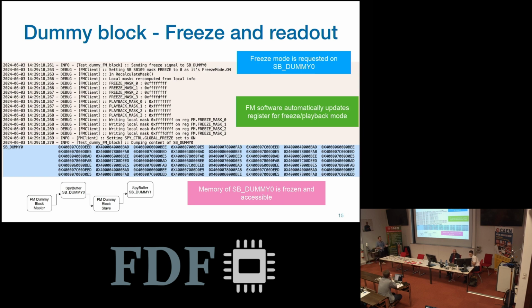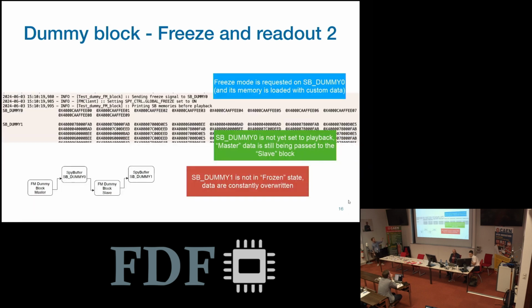In principle, you can also write the content of this memory. I also want to show, just to remind you of the application of this, that when you issue the freeze mode, the logic of your data path is not interrupted because, as you see here, for instance, I'm reading also the SB dummy 1 after I wrote the dummy 0 with some call for coffee, and what the content of the dummy 1 SpyBuffer is, is still there. You can see that the order now is a little bit messed up because the SpyBuffer 1 is not frozen at this stage, so it's been constantly overwritten by the logic.